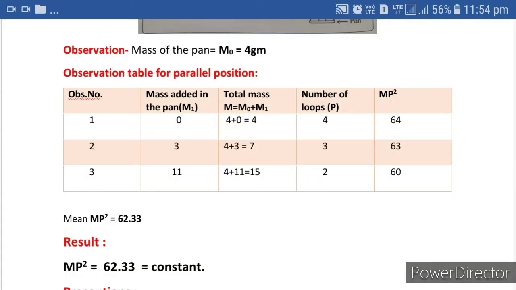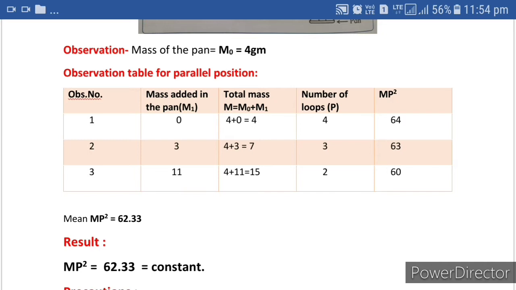Now see the observation table for the parallel position. In the first column, observation number; second column, mass added in the pan, denoted by M1. In the third column, total mass, that is capital M, equal to M0 plus M1, and M0 is the mass of the pan, which is 4 gram. Now in the fourth column, number of loops P, and in the last column, MP square.